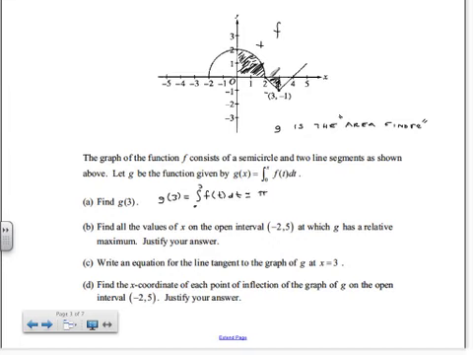And this is a triangle. Two sides, base and height, are both 1, so 1/2 base times height gives us a half. This has to be counted as negative because this portion of the graph is below the x-axis.